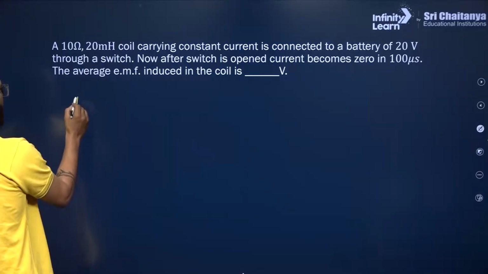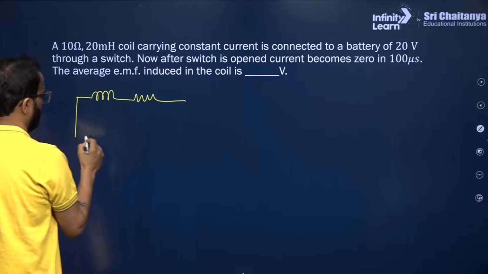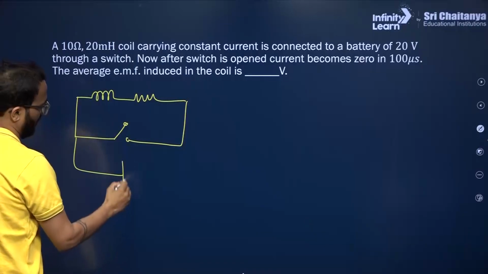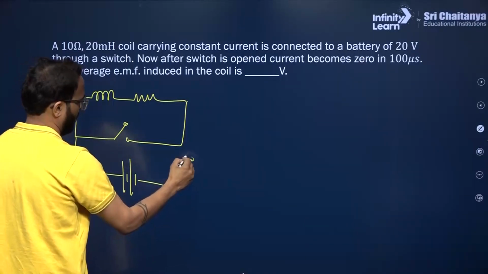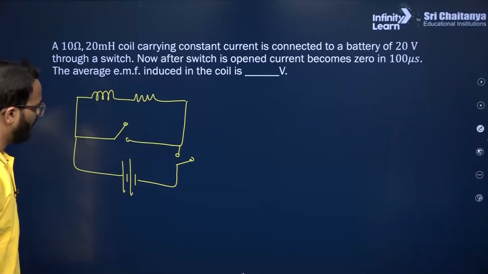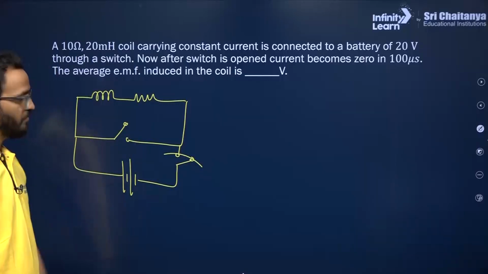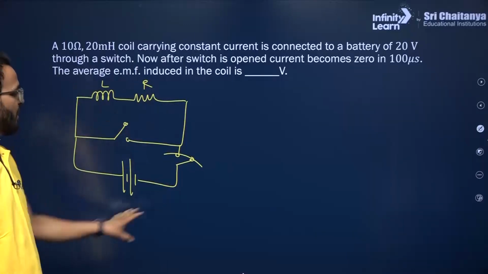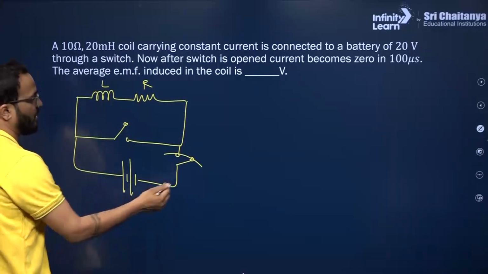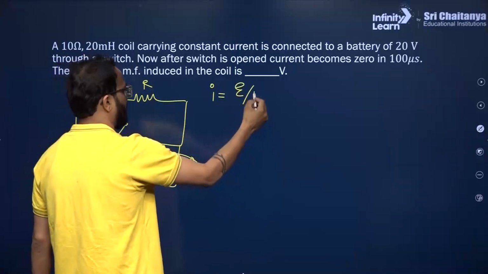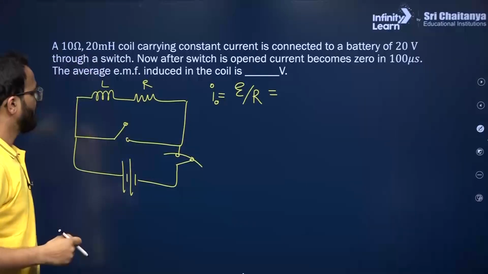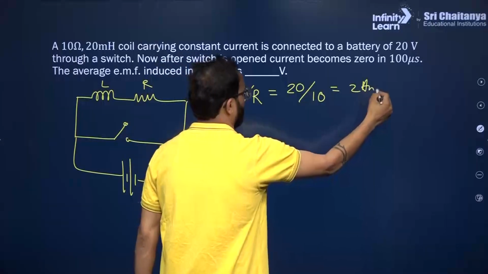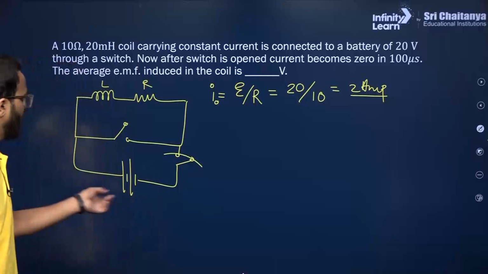They have given us an arrangement somewhat like this. So what is technically happening? First they close this switch and keep this open. So what will happen? This will get completely charged up. After some time the current will be constant here. So what is the steady state current? Can you tell me? Steady state current I naught is EMF upon R. EMF is 20, resistance is 10, so the answer is 2 ampere. So 2 ampere is the current that will be there through this inductor.